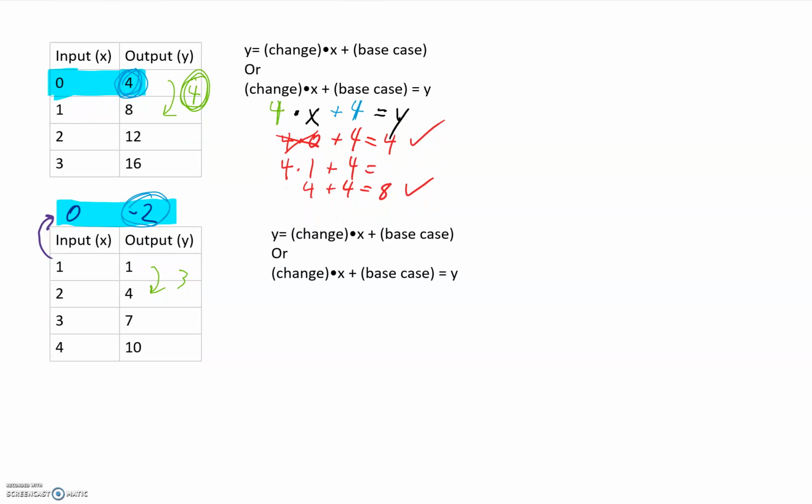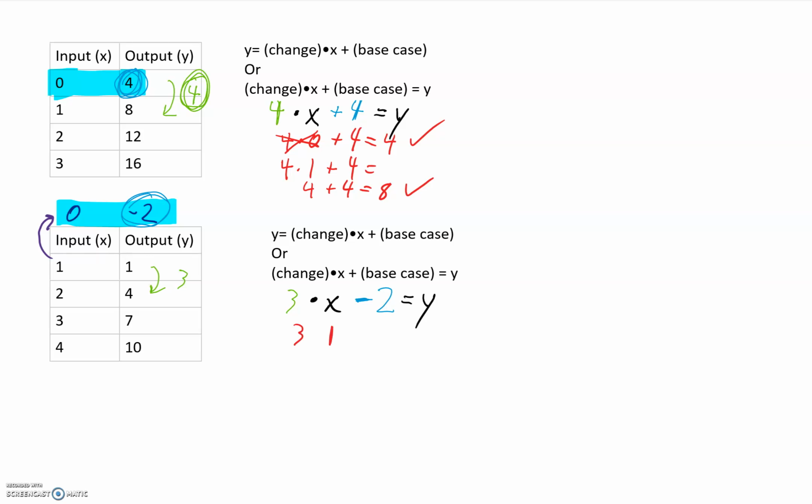So now we can write these down. Green for change. So 3 times x. And then, like I said, it's a negative 2, so we put a minus 2. And equals y. So now we have our equation. Now you want to check it by putting our values in for x and then seeing if it equals the y. So let's try 1.